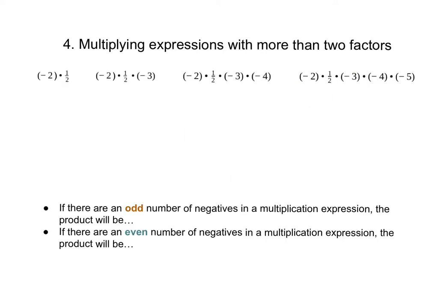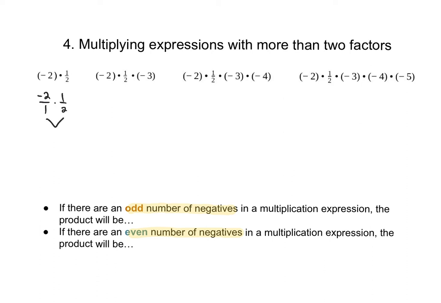Lastly, let's talk about multiplying expressions when you have more than 2 factors. And in this, I also want us to look for some notes that I want you to take, is that if there are an odd number of negatives, what is going to be true of your product? And if there are an even number of negatives, what is going to be true of your product? So I'm going to start with negative 2 times 1/2. Only 2 factors here. This is negative 2 over 1 times 1/2.